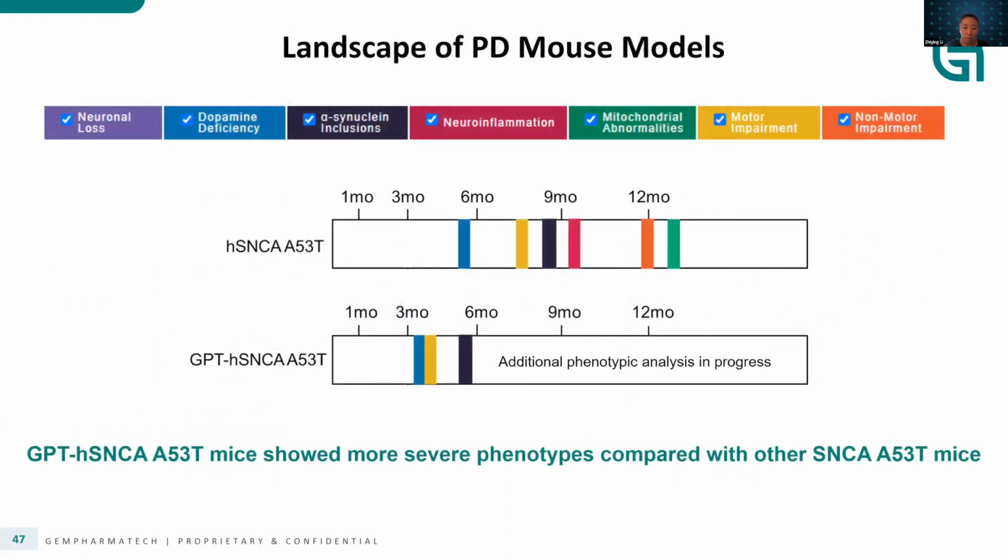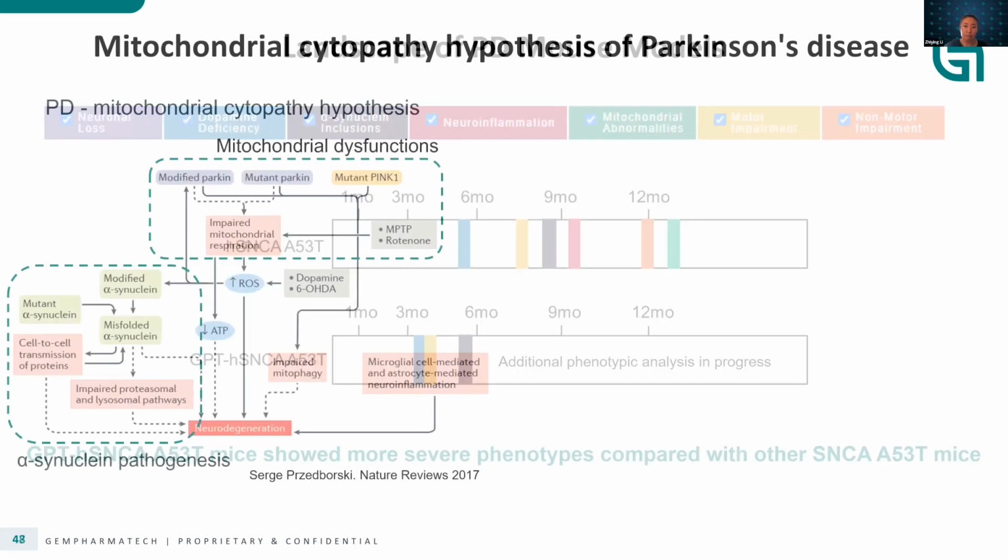So here again, using the same diagram, summarizing what we have seen from our BAC transgenic animals, they seem to have the dopamine deficiency as well as the motor imbalance early on, or earlier than other alpha-synuclein mutant animals. At the same time, the alpha-synuclein inclusion in Lewy bodies also seems to have an early onset, and additional phenotypic analysis is still ongoing as we speak.